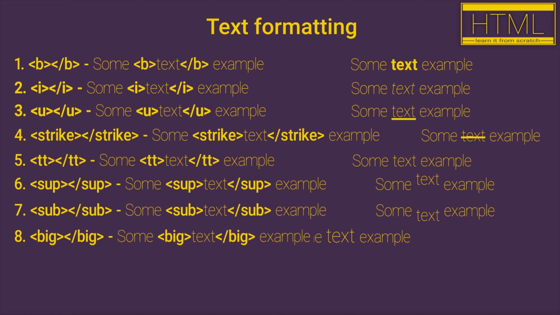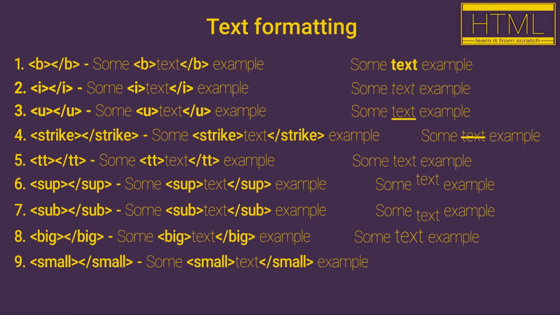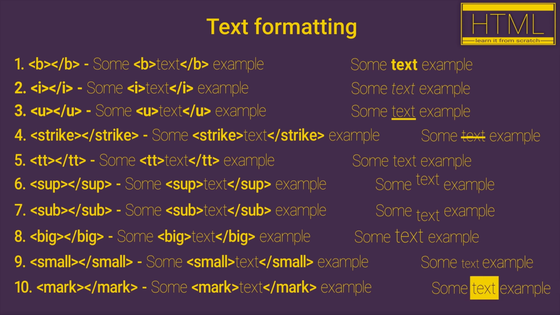Big creates text that is slightly bigger compared to the other text. Small creates text that is slightly smaller compared to the other text. And mark creates text that is highlighted or marked.